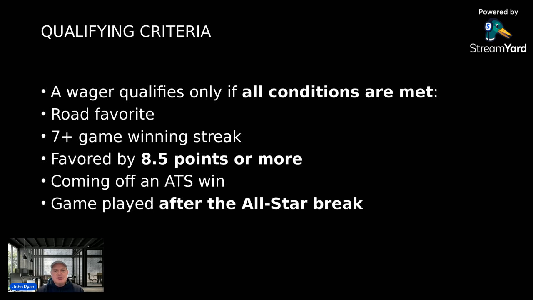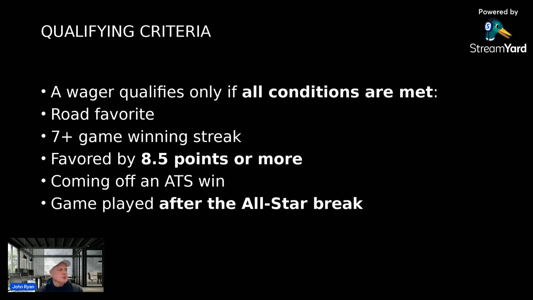Every play in this system must meet all these criteria. The team must be a road favorite, on a long win streak, heavily favored, coming off an ATS win and playing after the All-Star break. These filters are designed to reduce the noise of possible series of results that are basically getting .500 or worse. But they also reduce sample size, which makes statistical testing even more important.